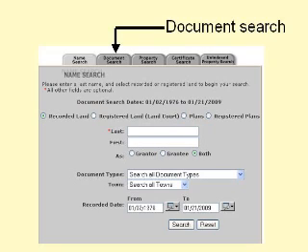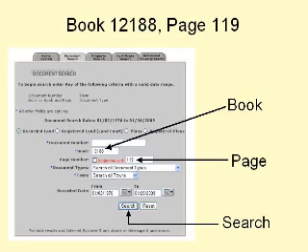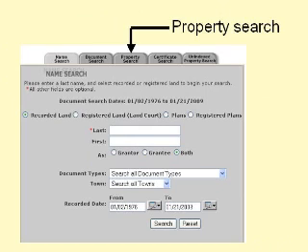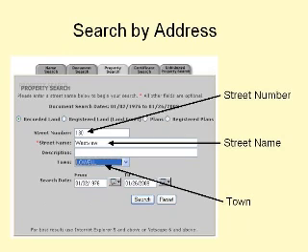Now, besides searching by name, you can also conduct a document search. That's the second tab along the top of the gray search box. If you click on that, it opens a new search screen. And that allows you to enter the book number and the page number. When you do that, you press search, it brings you back the results in a similar manner as the name search. And the third way of doing it is by address, and you click on the Property Search tab. That allows you to enter the street number, the street name, and the town.